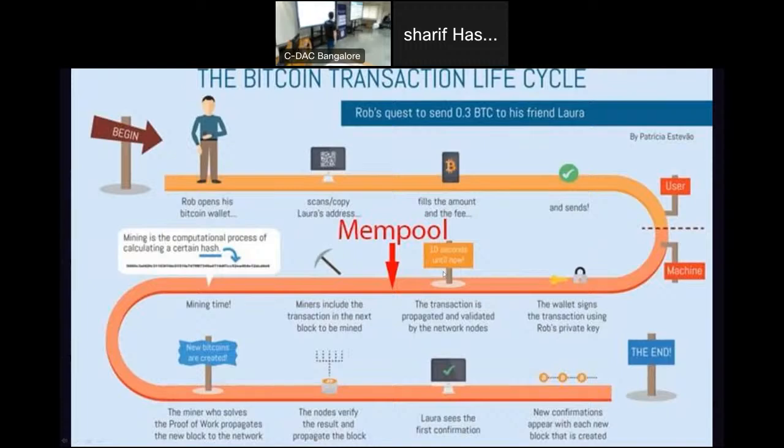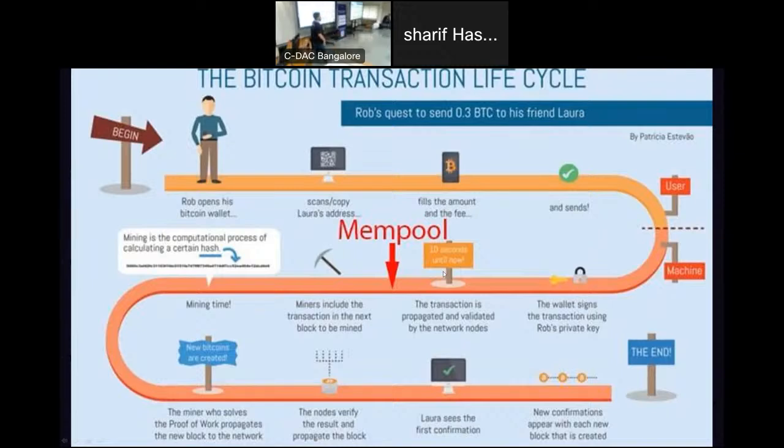Now on the machine end, what happens? The wallet basically signs the transaction on Rob's part using its private key. Right? We'll come to that. What is a private key? What is a public key? We'll come to that. Then the transaction is propagated and validated by the network. So as soon as the transaction is done, it is shared across various nodes of that network, and it is validated by someone called miners. So you'll understand what mining is.